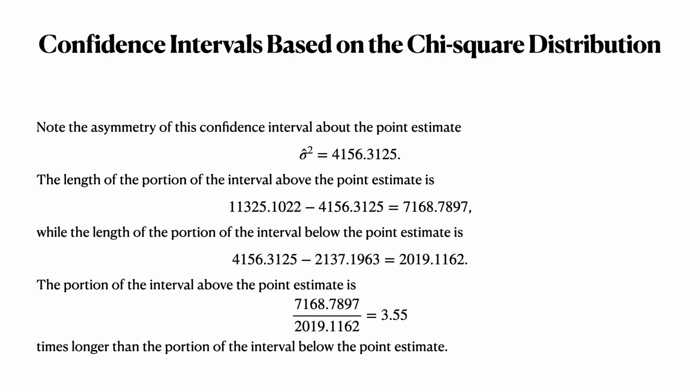And as you'll recall from our previous video where we talked about this interval, this is actually a desirable feature because the sampling distribution of sigma hat squared is a skewed distribution. It's skewed to the right. And so having an interval that is asymmetric like this, where the portion above the point estimate is longer than the portion below the estimate, is entirely appropriate.